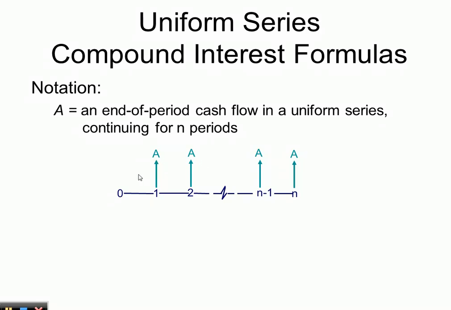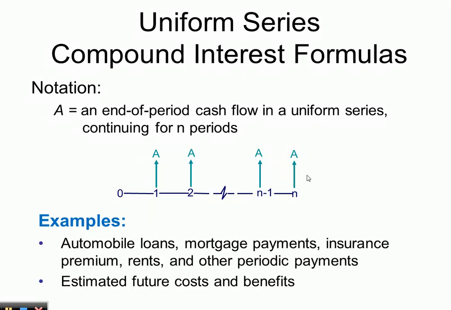That is why it's called uniform series: every time we have a uniform amount, A, it never increases or decreases, it's just A. Therefore uniform, and a series because we have it every time period. Examples of these types of cash flows would be automobile loans, mortgage payments, insurance premiums, rents, or other periodic payments. Also, estimated future costs and benefits can also be represented as uniform series. So this is very important to understand.